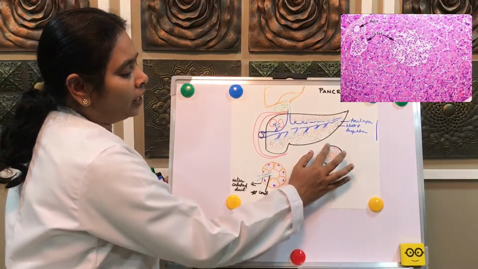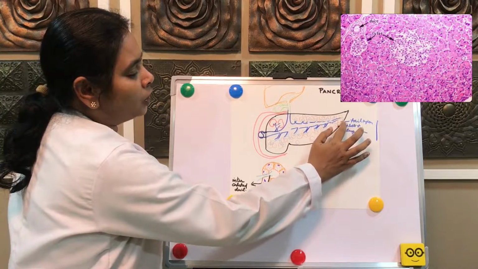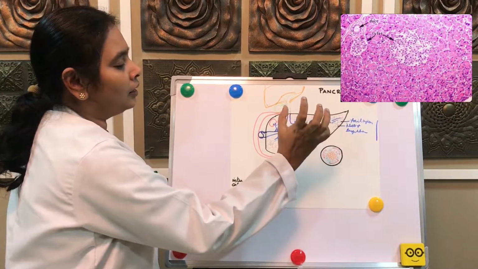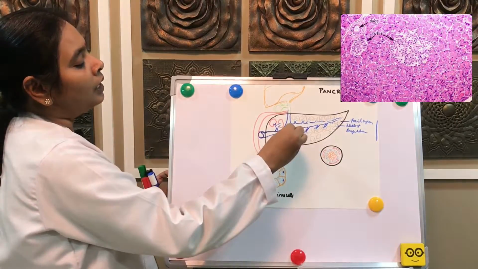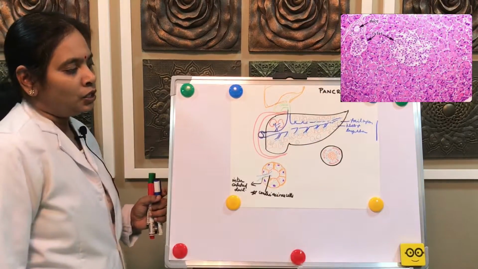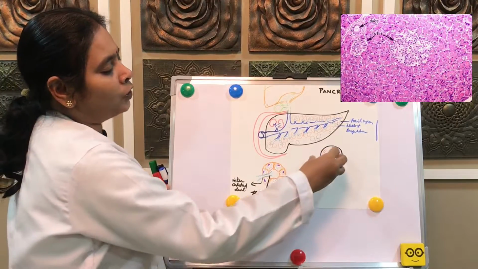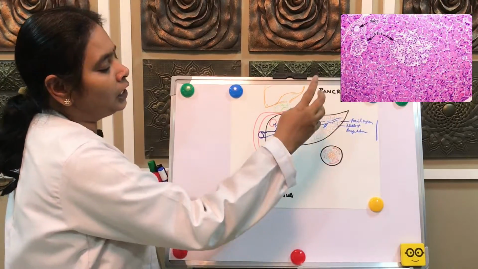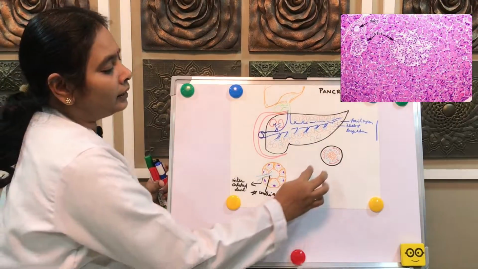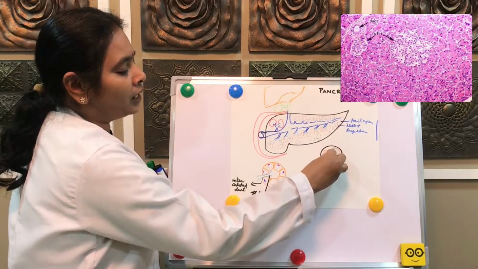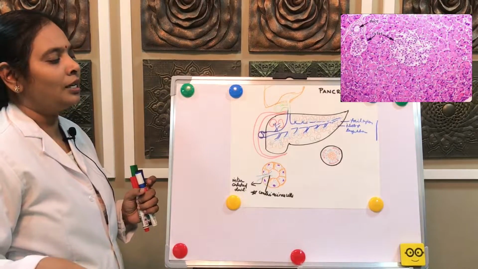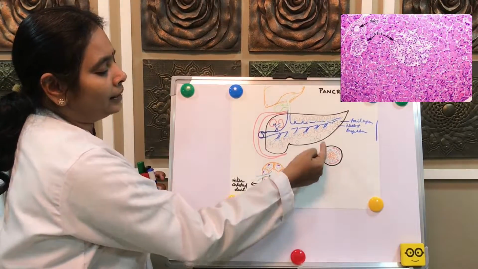What is the endocrine part of the pancreas? This is the islets of Langerhans. It is present in abundance in the tail of the pancreas, but it is also present in the body and some amount in the other regions also. But the majority of the islets of Langerhans are present in the tail of the pancreas. This is a group of cells which are arranged in a cord-like manner around the blood capillaries.